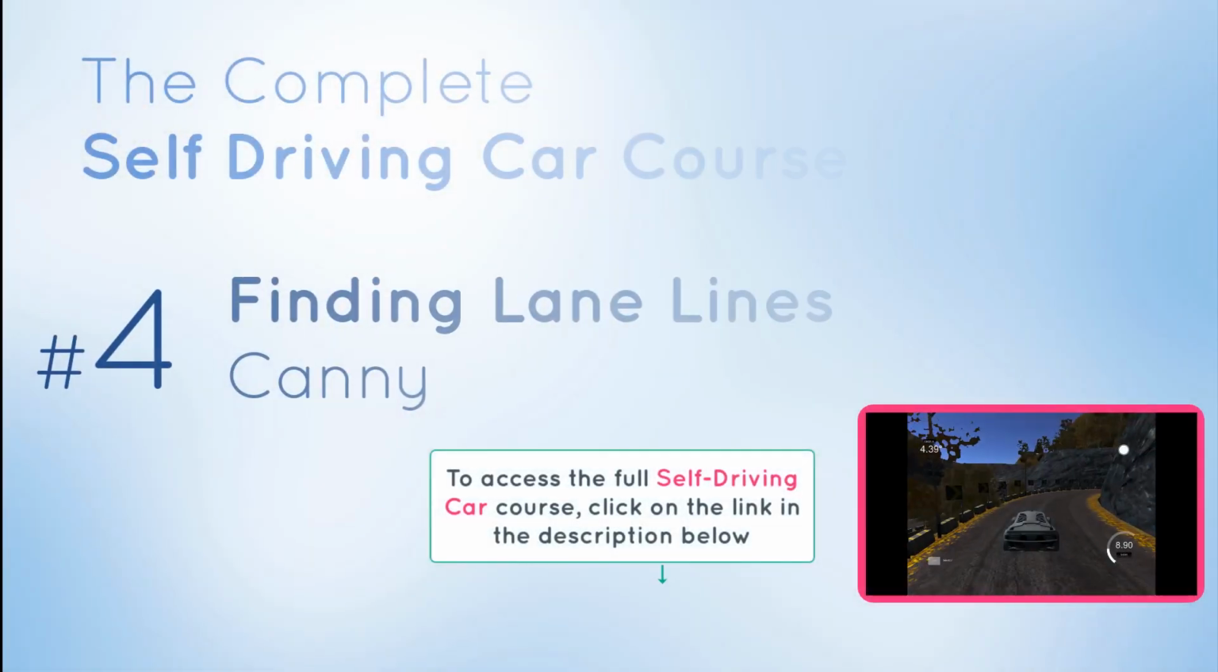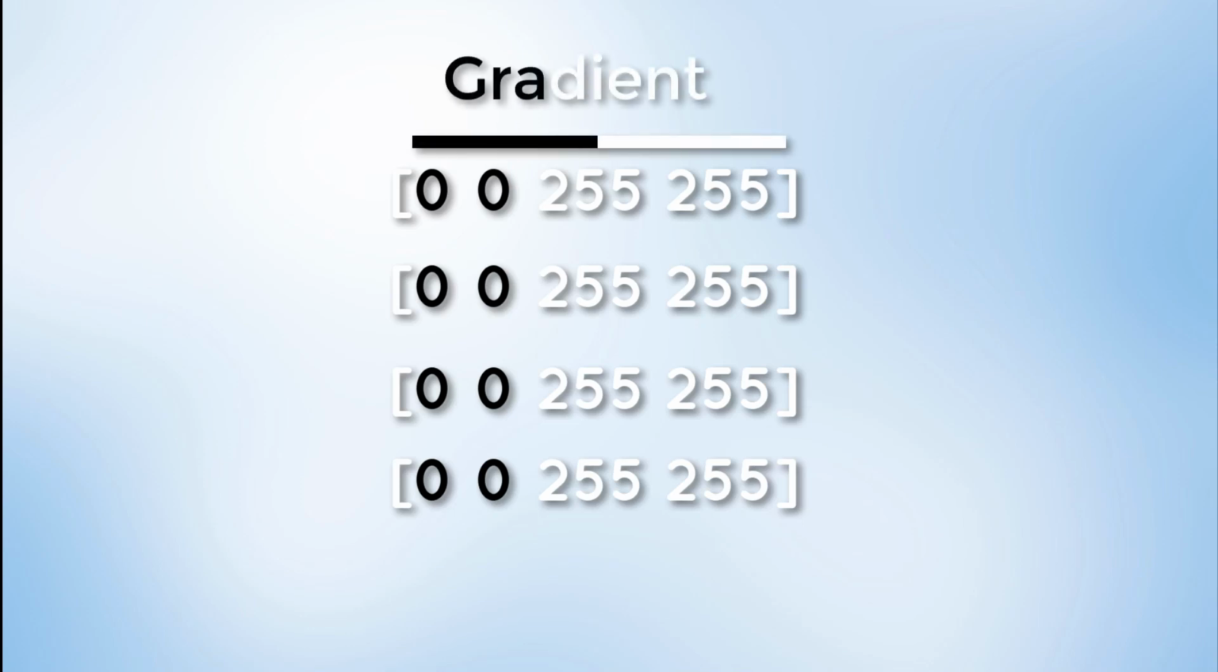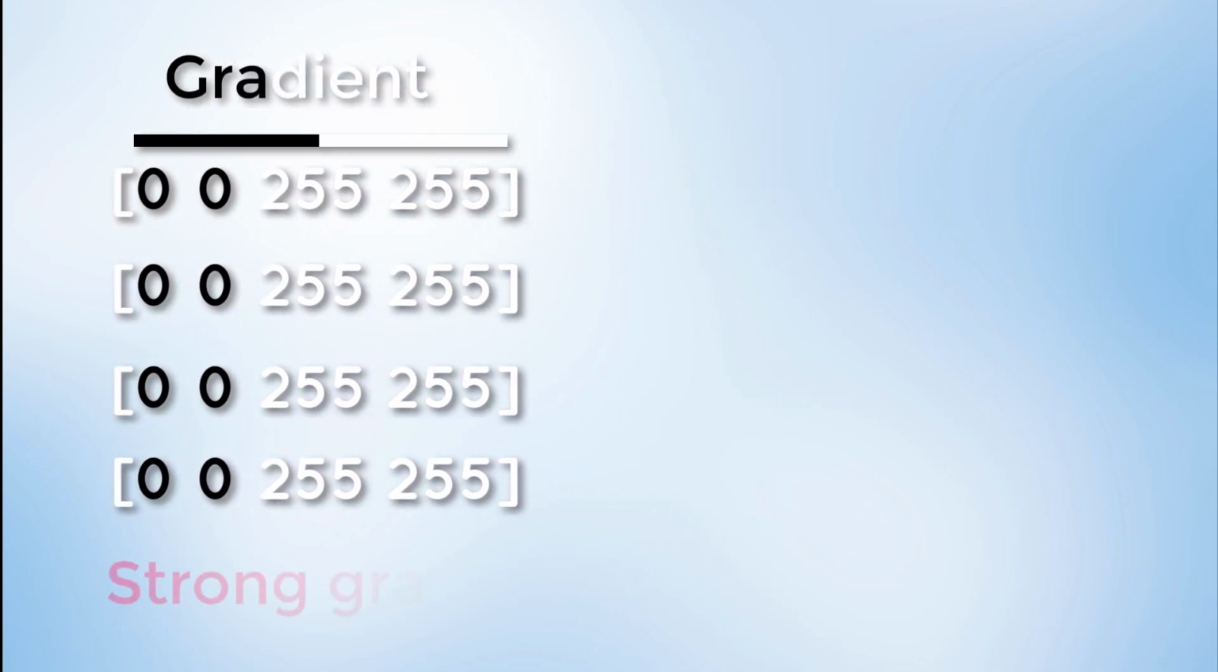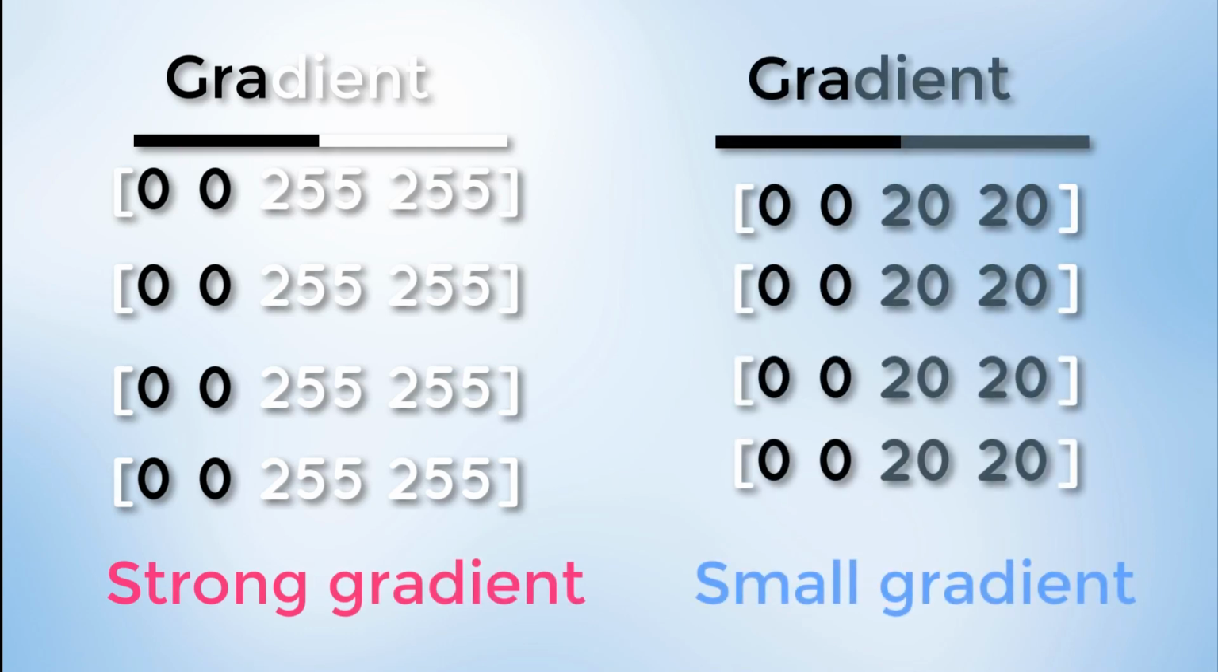In the last lesson, we smoothened our image and reduced noise. Now it's time to apply the Canny method to identify edges in our image. Recall that an edge corresponds to a region in an image where there is a sharp change in intensity, or a sharp change in color between adjacent pixels in the image. The change in brightness over a series of pixels is the gradient. A strong gradient indicates a steep change, whereas a small gradient, a shallow change.